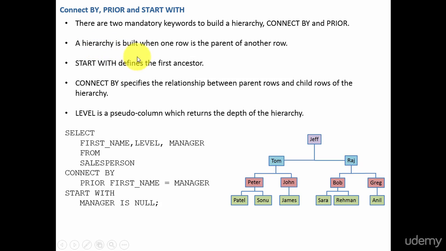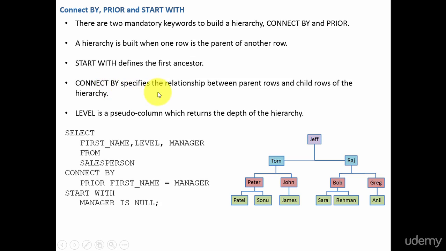We can build a hierarchy whenever one row is the parent of the other row, then only you can link them, right? If one row is not the parent of the other row, how can we link them? We cannot, right? Yes, whenever we want to build a hierarchy, the row has to be a parent of the other row. START WITH defines the first ancestor. What does that mean? Here Jeff is the first ancestor, right? Yes, he is in the top level of the hierarchy.